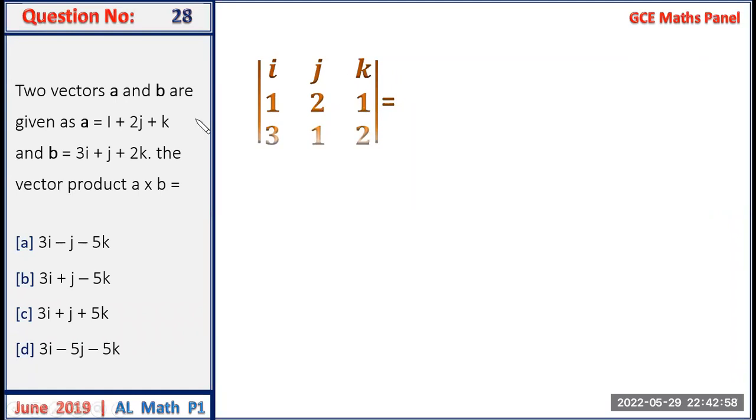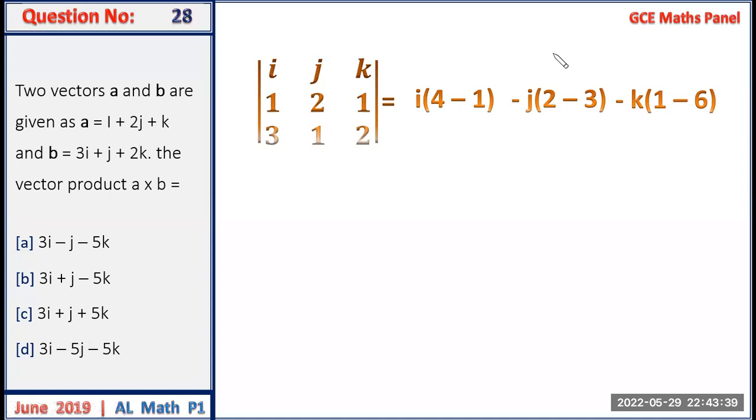So we have i, j, k. And for A, we have 1, 2, 1. And for B, we have 3, 1, 2. So this will be equal to the i component. You cover this row and this column where the i is. So we have 2 times 2 minus 1 times 1. All right. 4 minus 1. Now for the j, so minus j now. The signs alternate. Minus j, we cover this row and column. 1 times 2 minus 3 times 1. That gives us 2 minus 3. And plus k now.